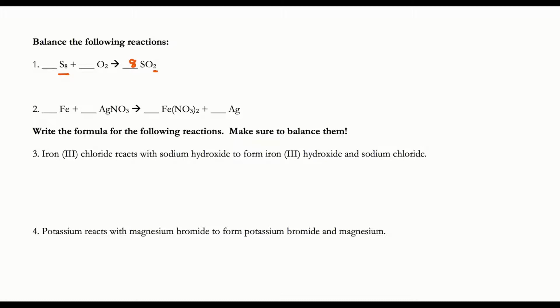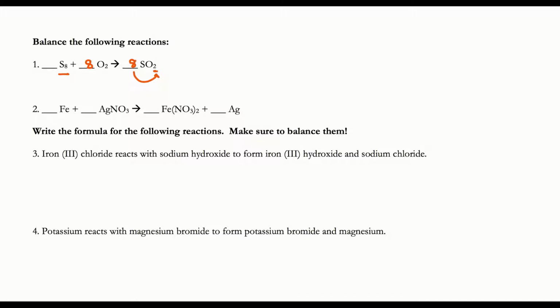Okay? So now, since I have an 8 in front of SO2, that means I have 8 times 2 oxygens, which is 16. So I need to put an 8 in front of oxygen on my reactant side so that I have the same number of atoms, 16, on my reactant and product side.